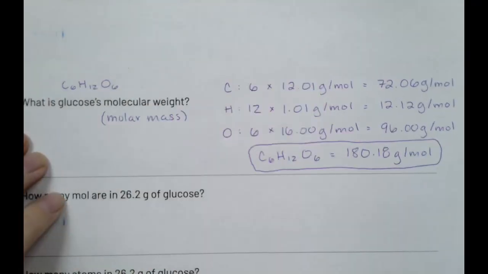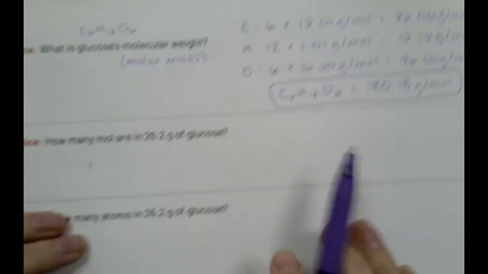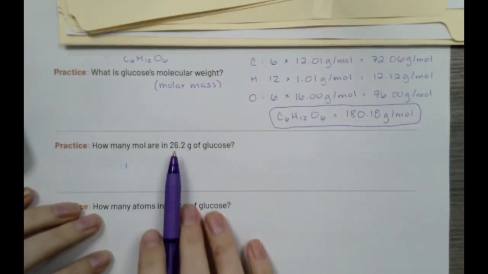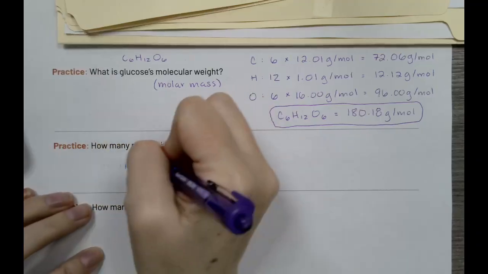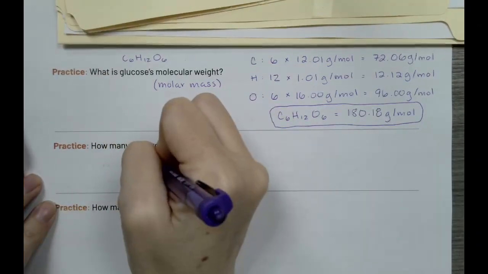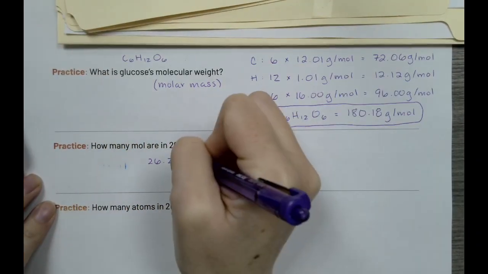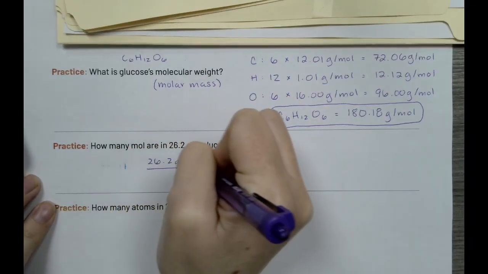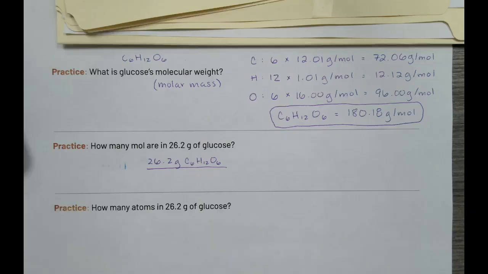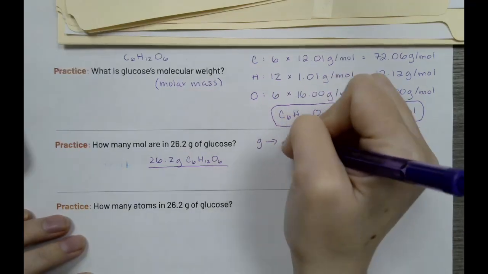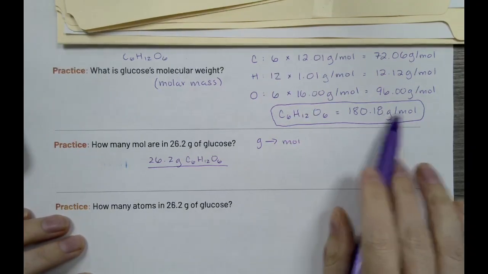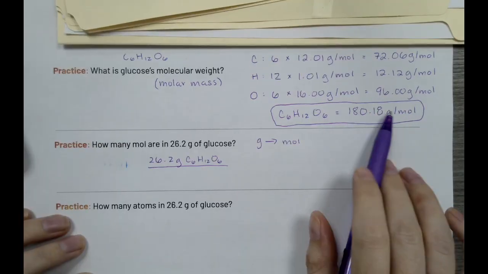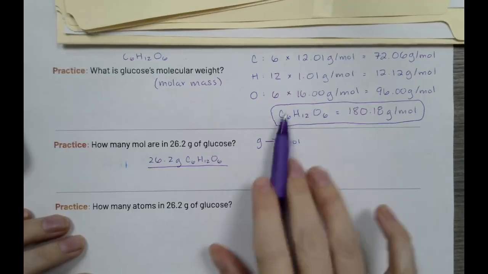Okay, so there's our molecular weight. So next, it asks, all right, what if I have 26.2 grams of glucose? So I have 26.2 grams of C6H12O6. That's my given information. Well, this is just a unit conversion. I'm going to go from grams to moles, and this right here is my conversion. 180.18 grams is equal to 1 mole of glucose.